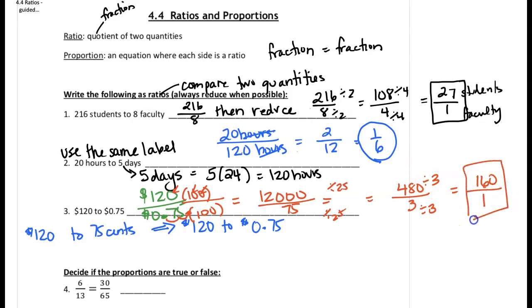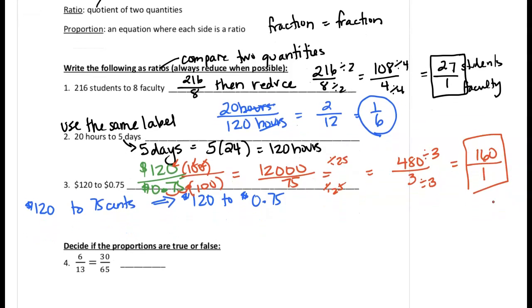Similar to what we talked about in the first question, when we're working with ratios, we need both a numerator and denominator, comparing two quantities. So in this case, we need to keep that 1 in the denominator also. So you're comparing 160 to 1, or $160 to $1.